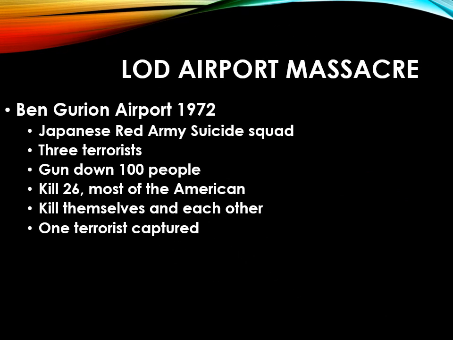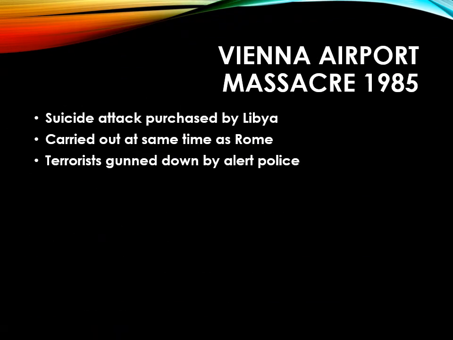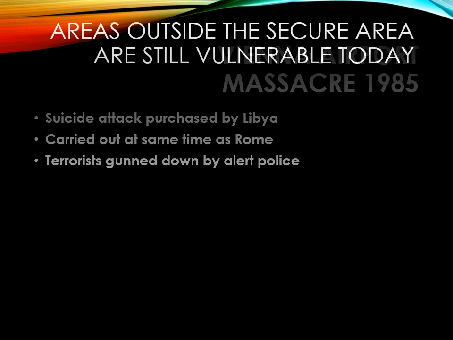The Lod Airport Massacre, 1972. They gunned down 100 people. They killed 26, most of them Americans. They killed themselves and each other. One terrorist was captured. Vienna, a suicide attack, carried out at the same time as the Rome attack. Paris, the attackers were gunned down by alert police.